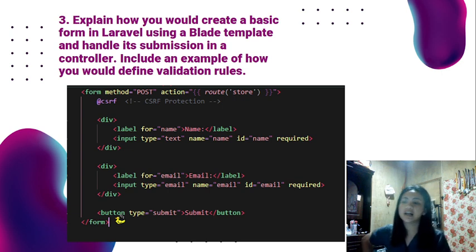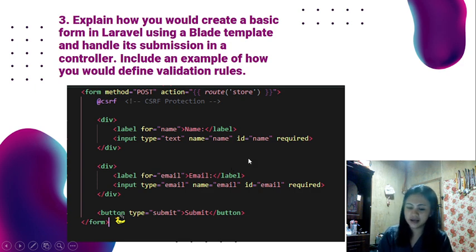Number 3. Explain how you would create a basic form in Laravel using a blade template and handle its submission in a controller. Include an example of how you would define the validation rules. So here is my example. This example shows a simple form with two fields, which is the name and email. It includes essential elements like the method post, which indicates that the form data will be sent using the HTTP post method.